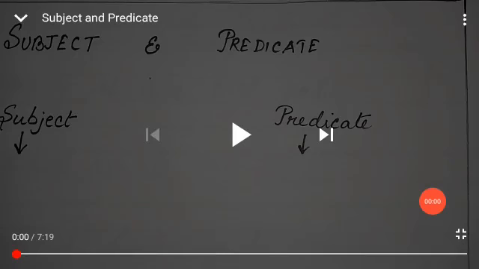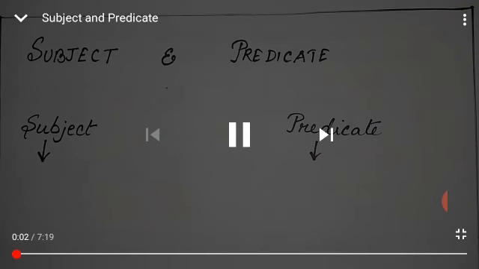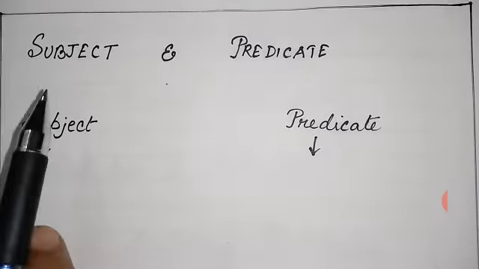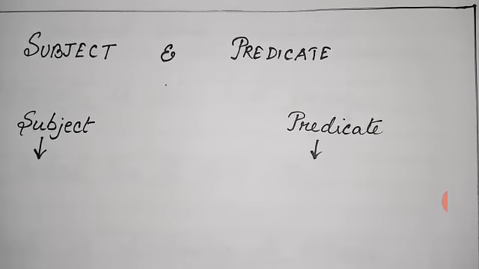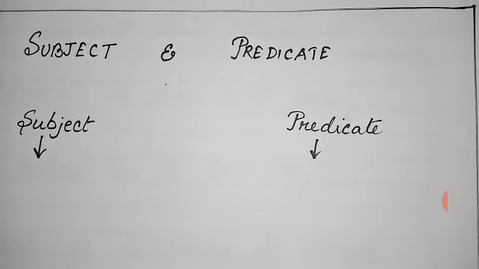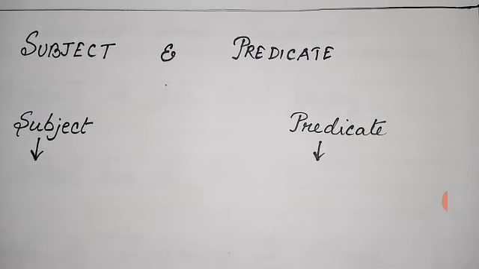Dear students, today's 7th standard English grammar topic is subject and predicate. Hello students, today we will start subject and predicate. Every sentence has two parts, subject and predicate.